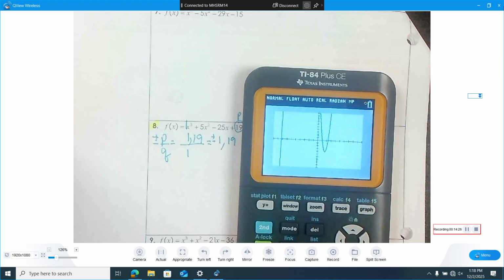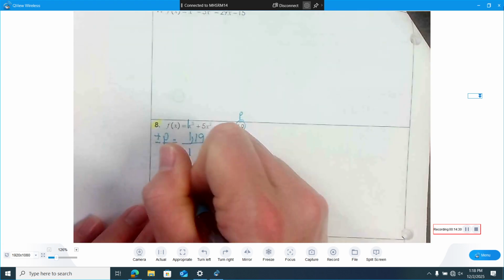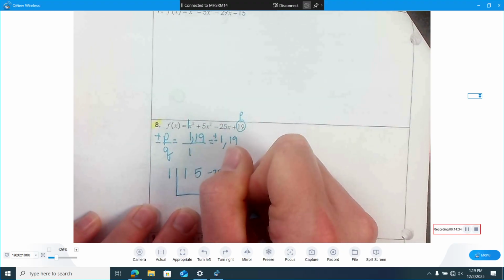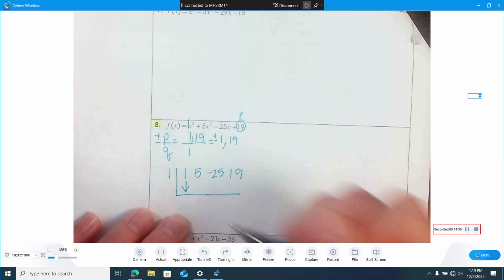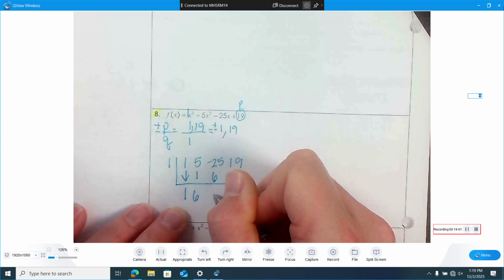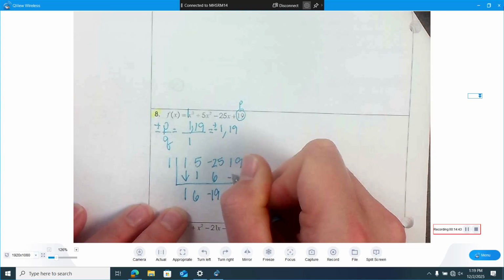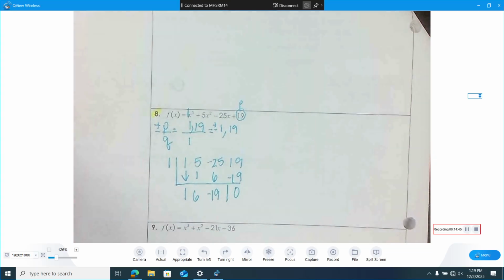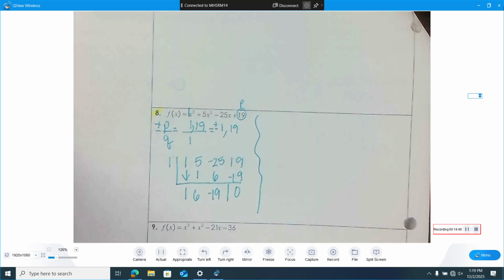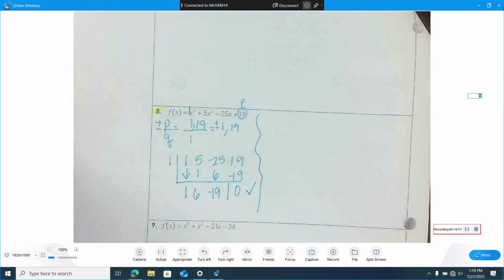All right, now which one do you want to try? 1. I'd like to try 1. All right, we're going to try 1. Test 1. Let's see. 1, 5, negative 25, and 19. All right. Synthetic divide. And I got a remainder of 0.